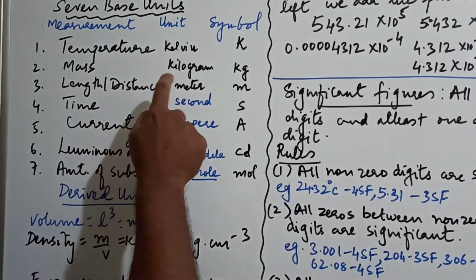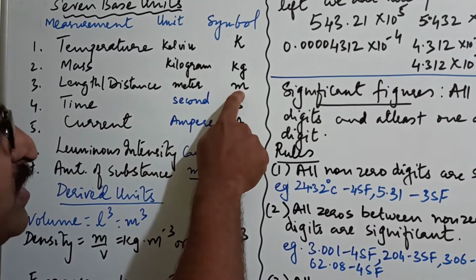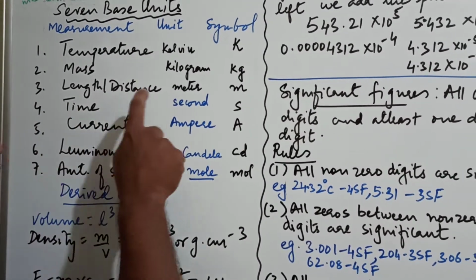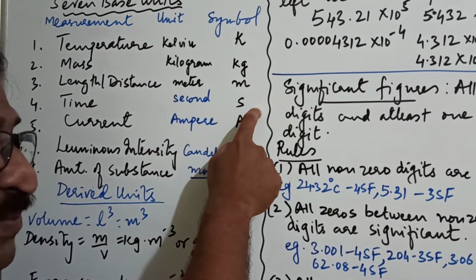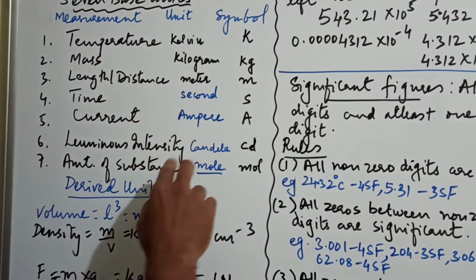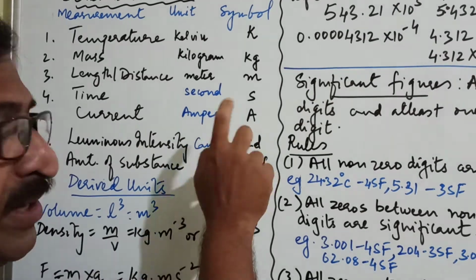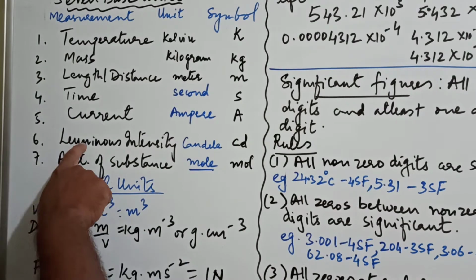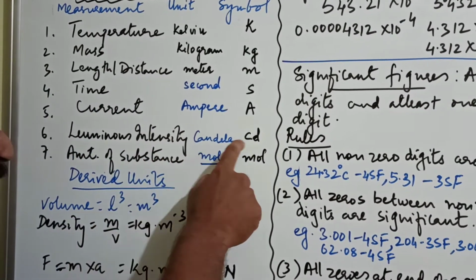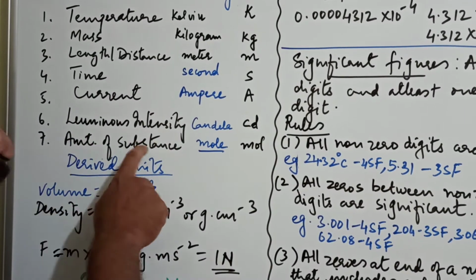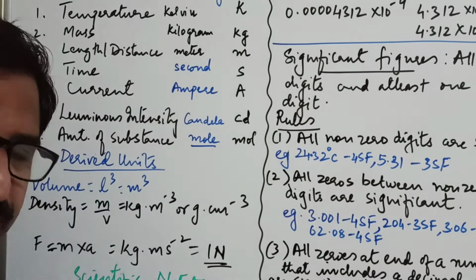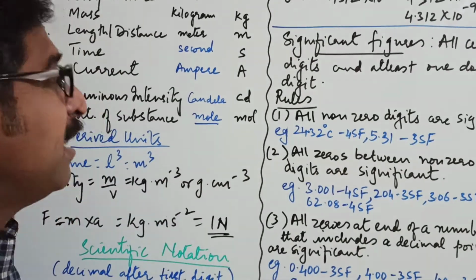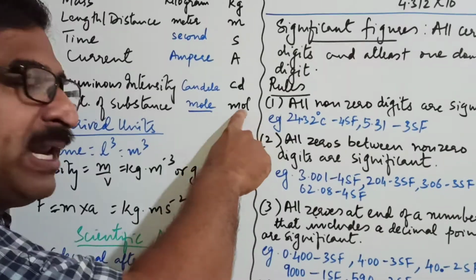Length or distance, unit is meter, symbol is small m. Time, unit second, symbol small s. It is small s, not capital S. Current, ampere, capital A. Some people write small a. We don't consider it. Luminous intensity, candela, cd. Amount of substance. Already I have taken the lecture of the mole concept. You would have understood amount of substance is mole, M-O-L-E. But when you go for the symbol, E is not there, simply M-O-L.